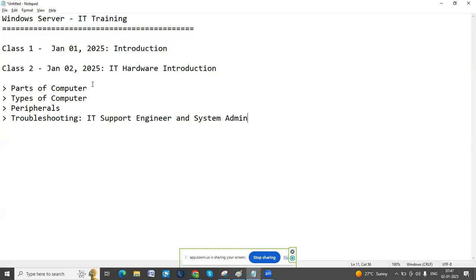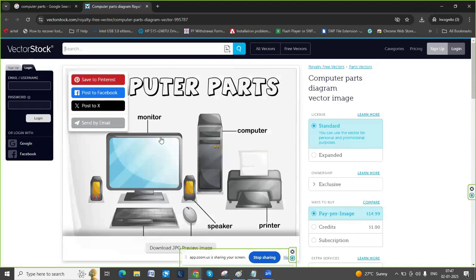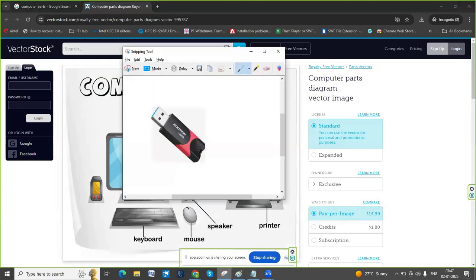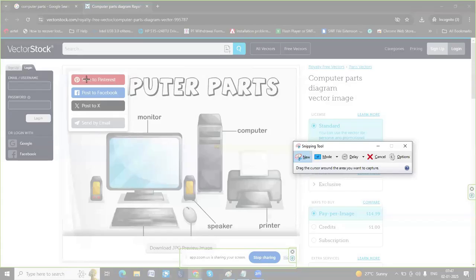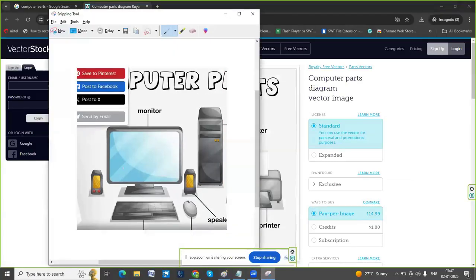Now parts of a computer, you already know it. This is again the laptop. What is the main difference between the laptop and the desktop? Whatever we are seeing here, monitor, keyboard, mouse, speaker, and including the CPU. Okay, this is the CPU.